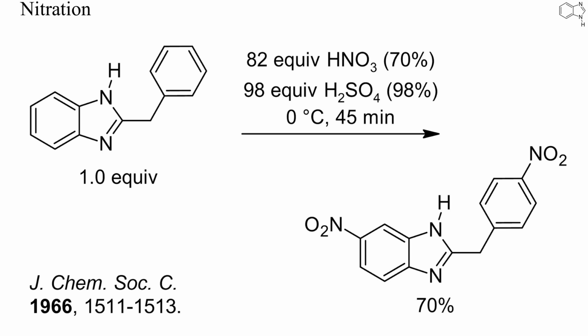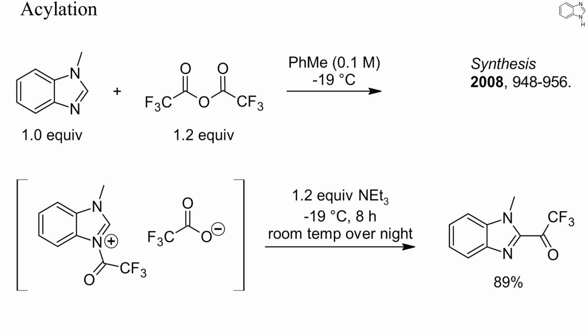Examples have also been reported of the electrophilic halogenation and nitration of benzimidazoles. In this example, both arenes of 2-benzyl-benzimidazole were nitrated under standard nitration conditions. Benzimidazoles and benzimidazolium salts are acidic at position 2, and electrophiles often attack this position. Here, 1-methylbenzimidazole was trifluoroacetylated in high yield and under mild conditions.